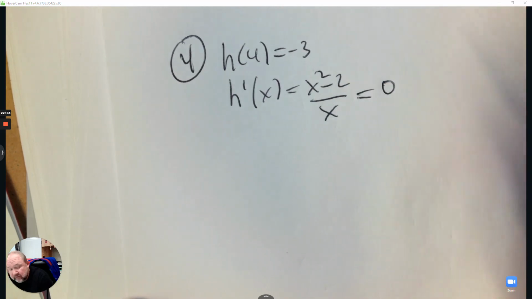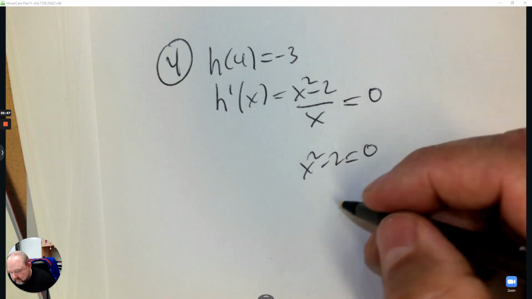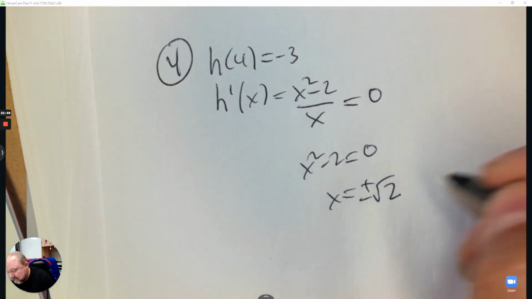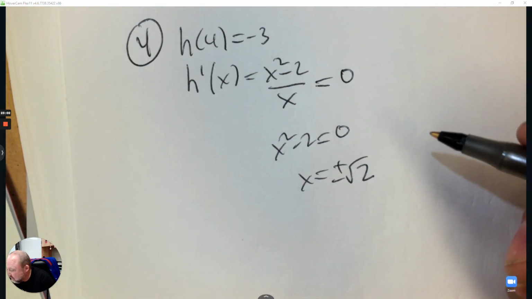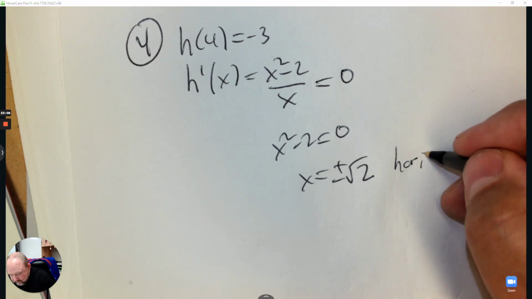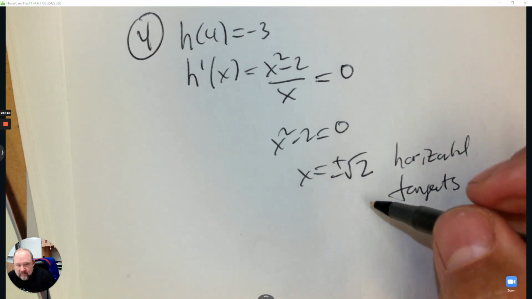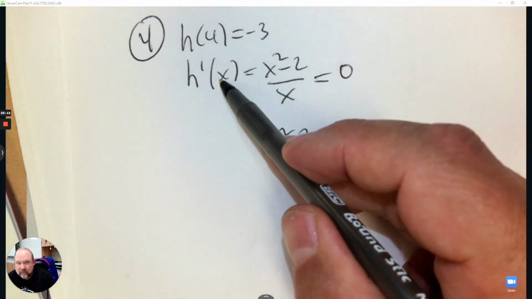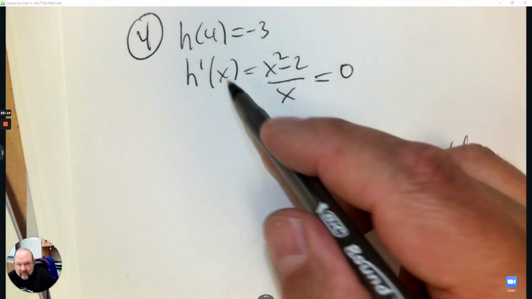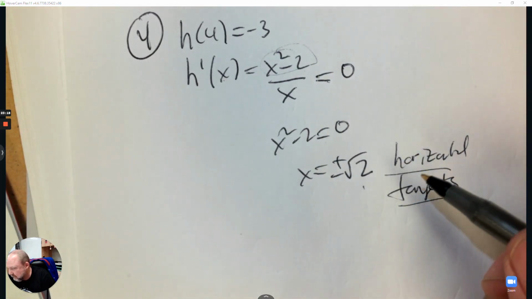So you make it equal to 0 and solve. So just the numerator, and if I solve it I get positive and negative root 2, and those are your horizontal tangents. Turning points. So take the derivative, horizontal tangent, take the derivative equal to 0, we just need the numerator, and then we solved it, and we have the two numbers.